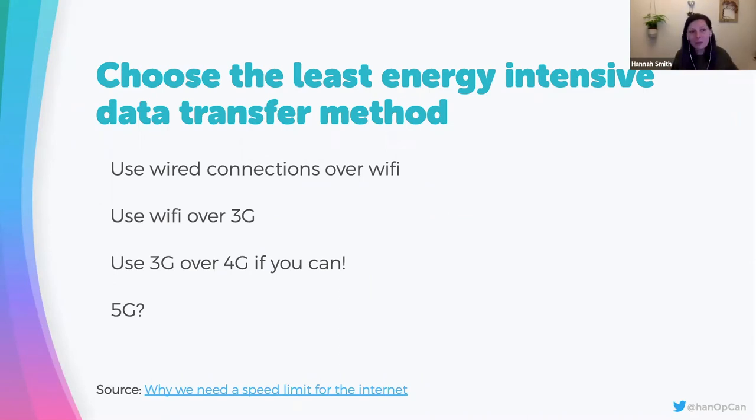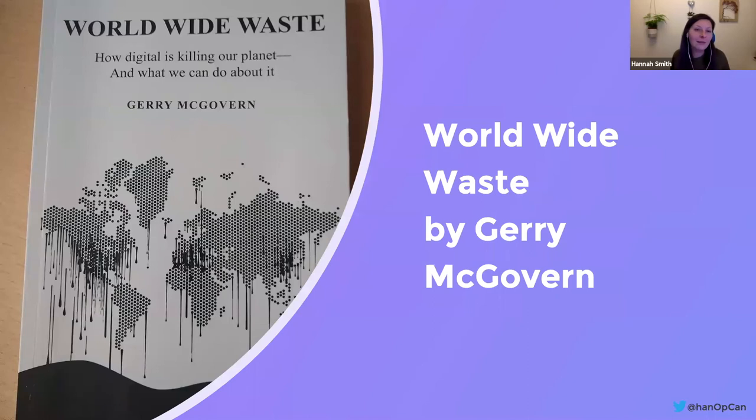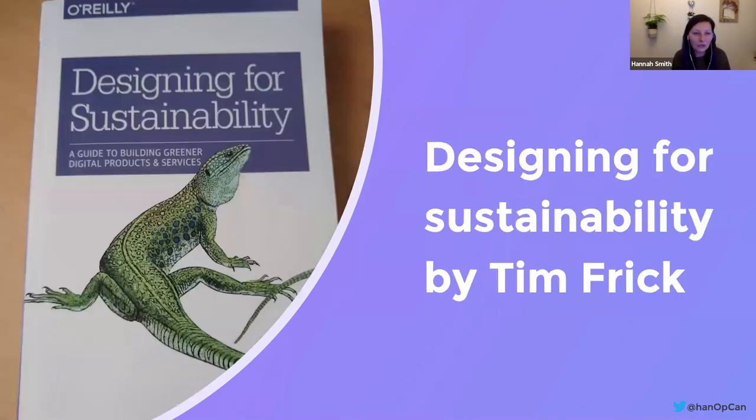Okay, so there's a couple of books you might be interested in. I mentioned Jerry McGovern and Worldwide Waste. You can get both a paper copy and a digital copy of his book. And there's also another book that's a bit more technical. So if you're a content creator, you might find this useful. It's called Designing for Sustainability by Tim Frick. So two highly recommended books.